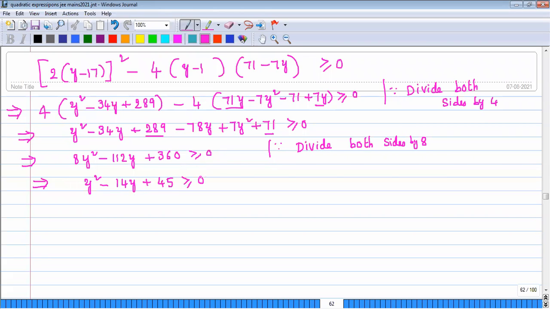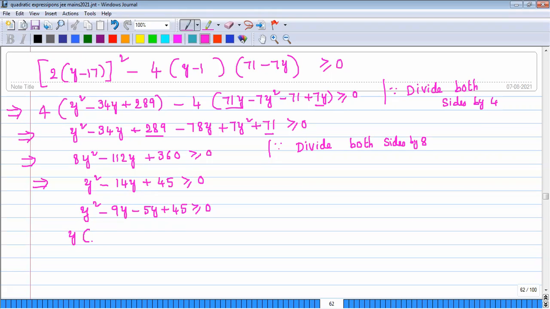Very simple. This 45, we need to write its factors. 45 means 9 5s are 45, and 9 plus 5 is 14. So that means we can now write y square minus 9y minus 5y plus 45 greater than or equal to 0.